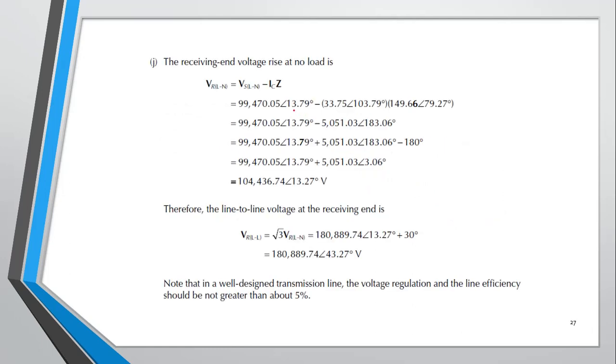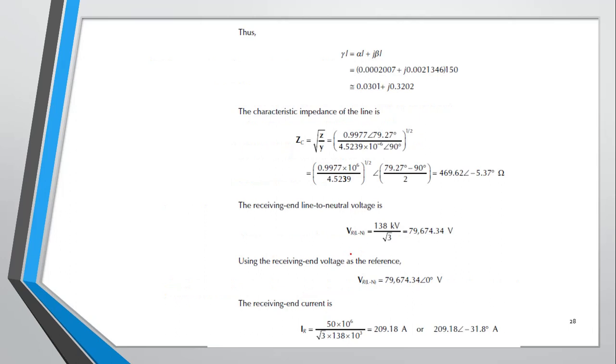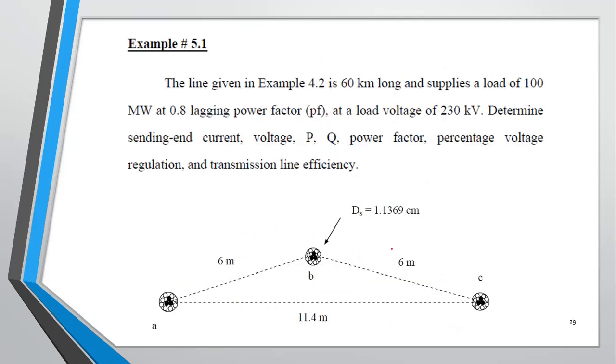Similarly, for the receiving end voltage at no load, we just calculate the sending end voltage minus ICZ. So the receiving end voltage is this one, and the receiving end line to line voltage is line to neutral voltage into under root 3. So this is the receiving end. These are some of the parameters which are calculated.